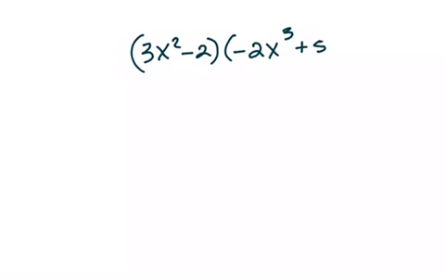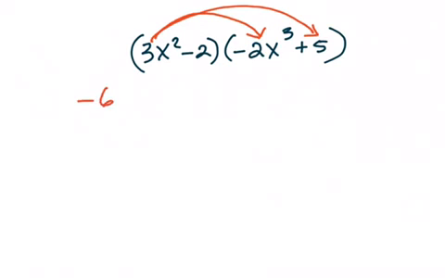All right, let's do another one. What if we have 3x squared minus 2 times negative 2x to the third plus 5? How about if we do that? All right, so the first thing we're going to do is we're going to multiply this times this, and then this times this. So 3 times negative 2 is negative 6.